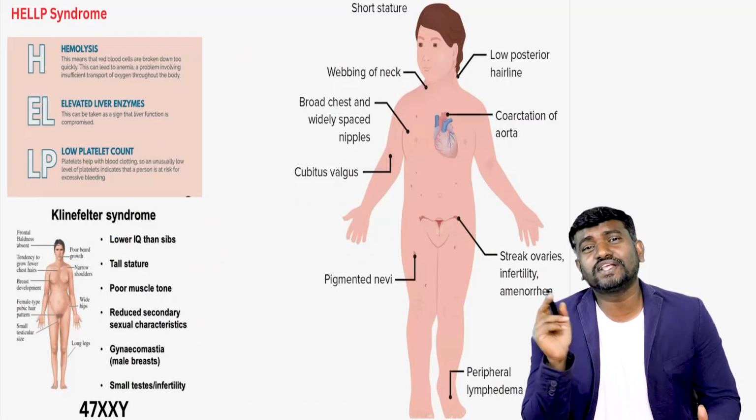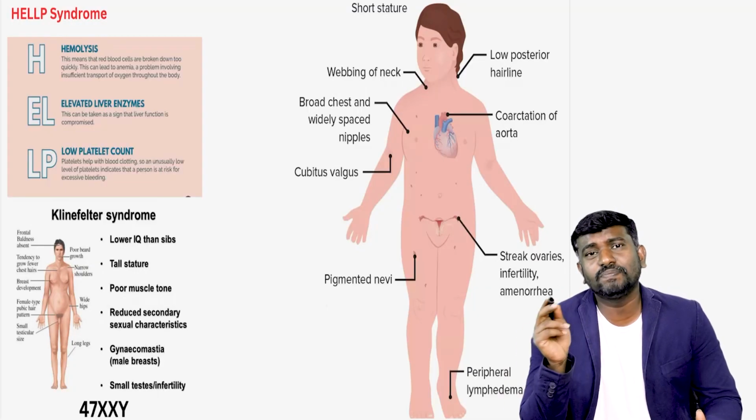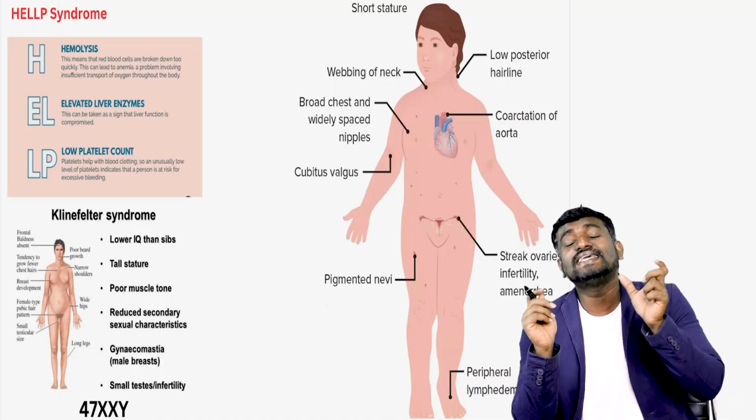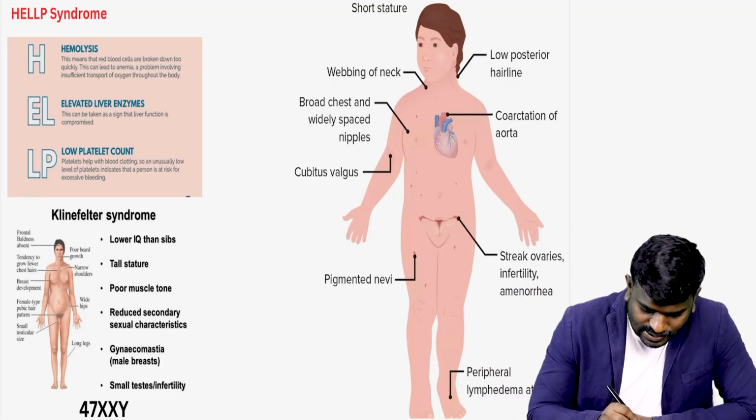HELP syndrome. H is for hemolysis. EL is for elevated liver enzymes. And LP is for low platelet count. Let's revise HELP syndrome. H for hemolysis. There is destruction of RBCs. Yes, the RBCs get broken down.